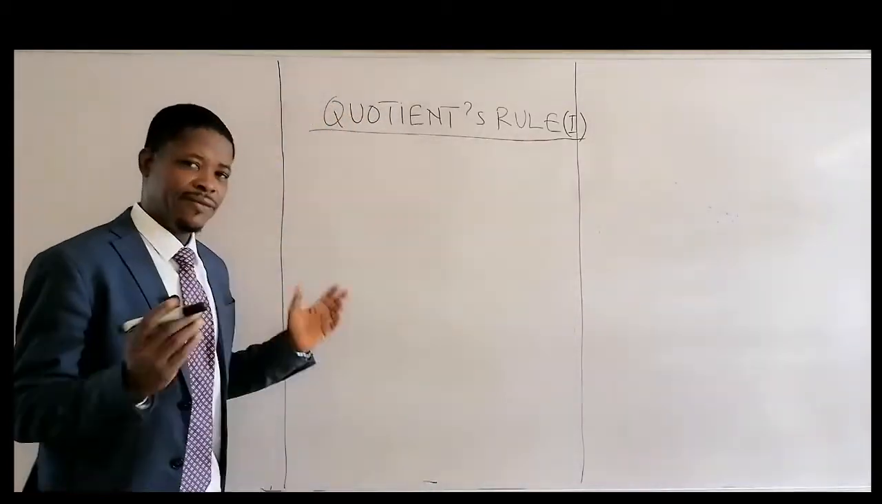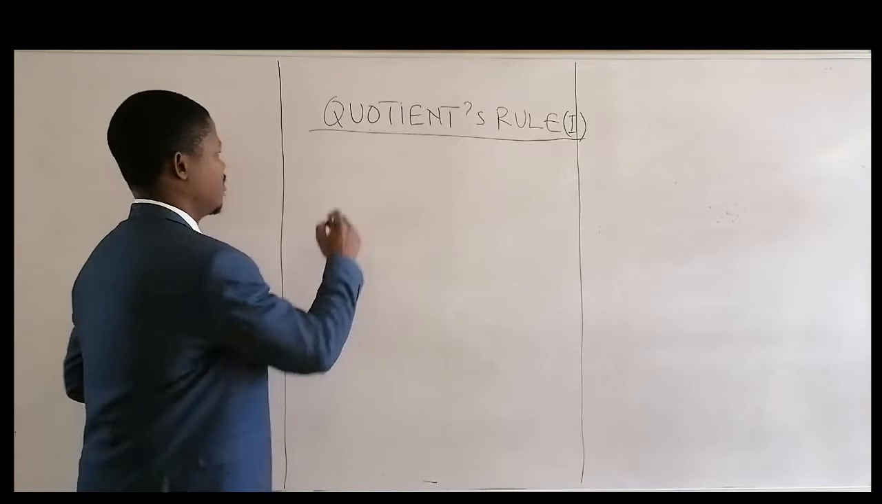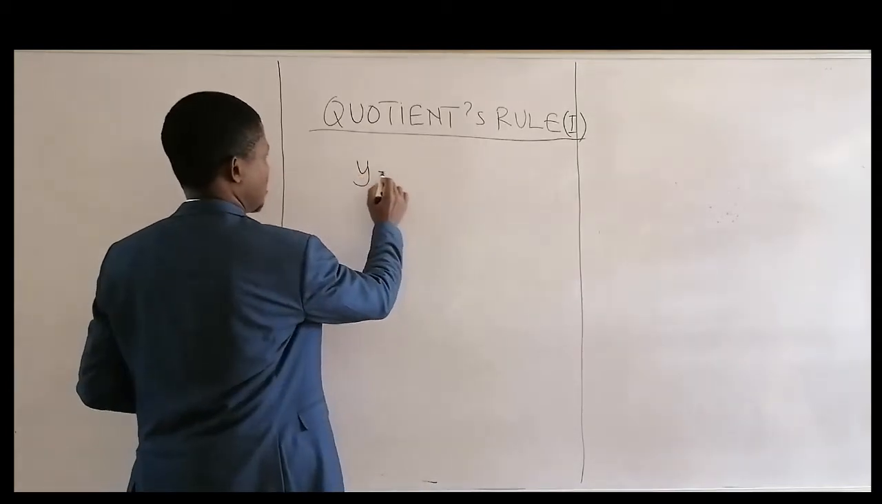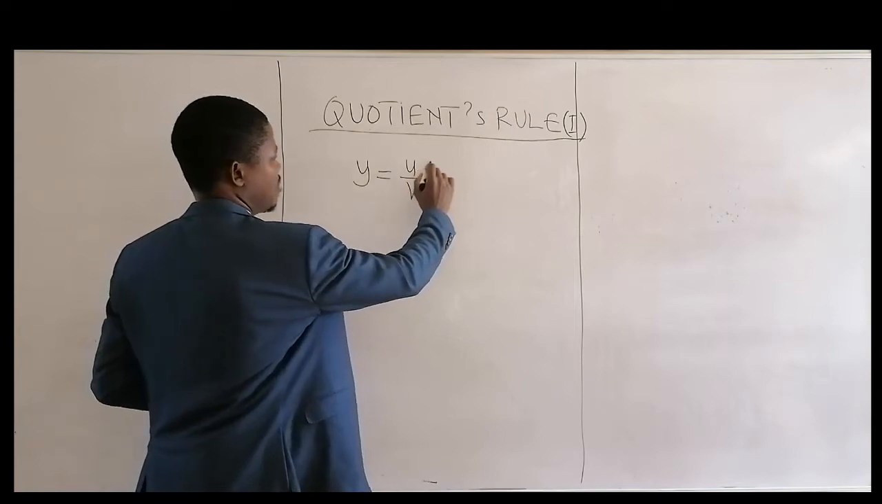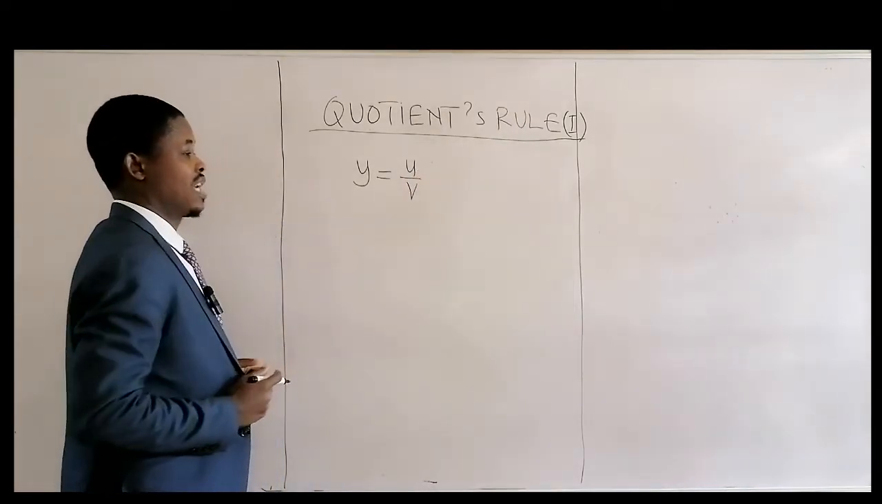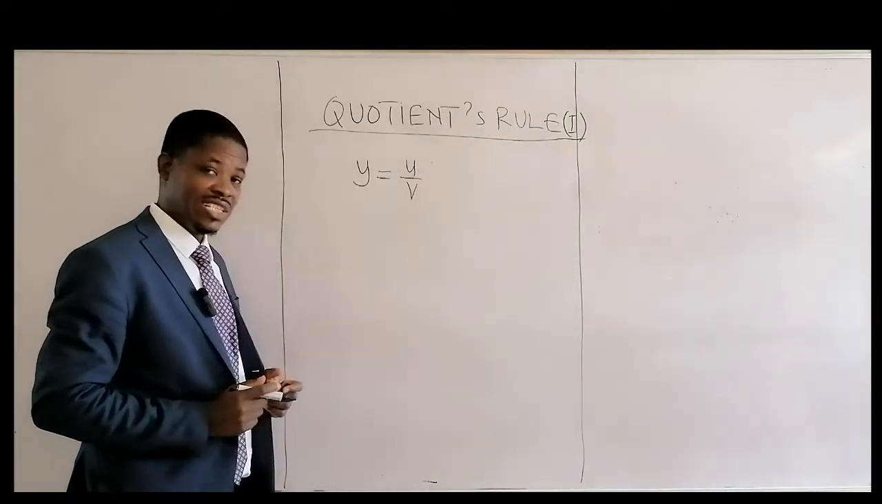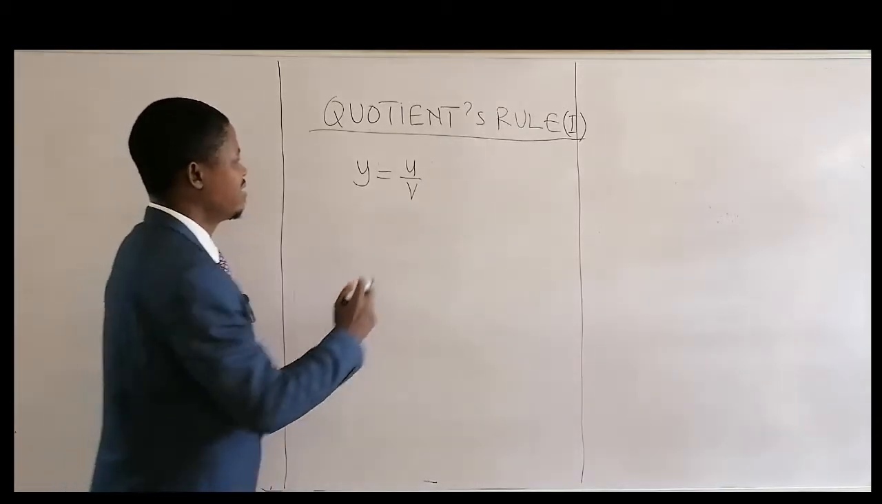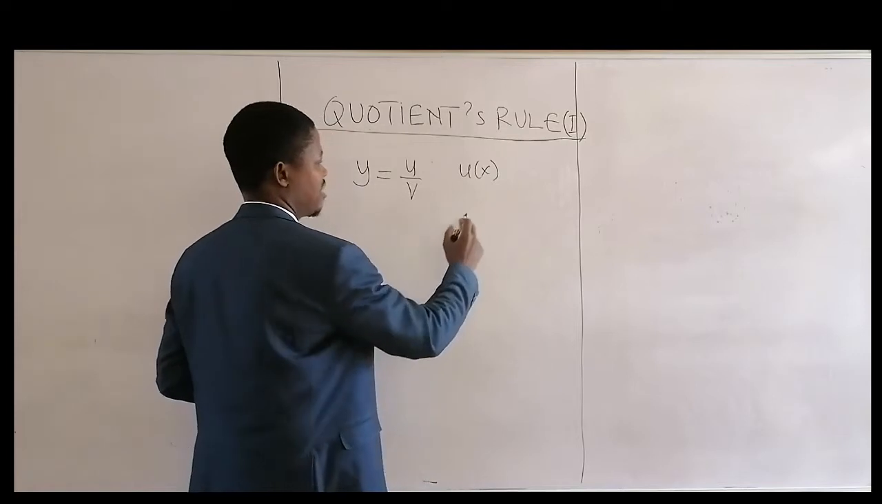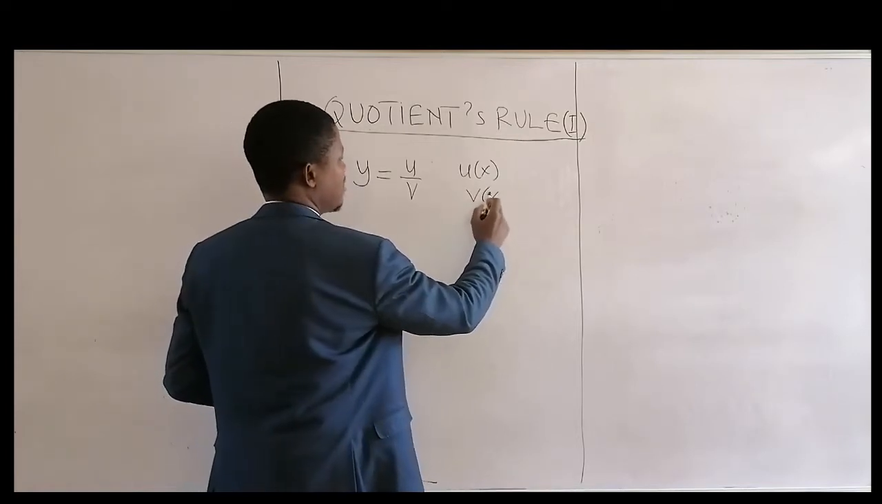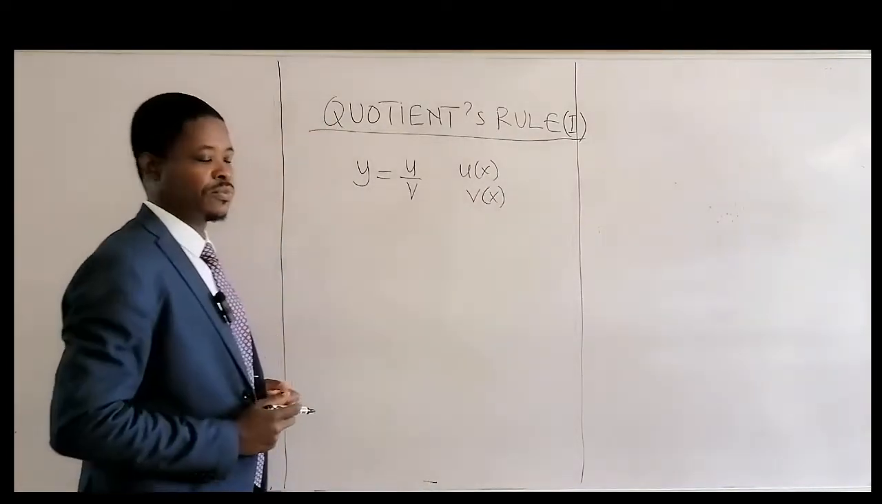Okay, and what is the form of the quotient rule? The form is this: you have u over v. This is your numerator, and v is your denominator. Each of them is a function of x. U is a function of x, and v also is a function of x.